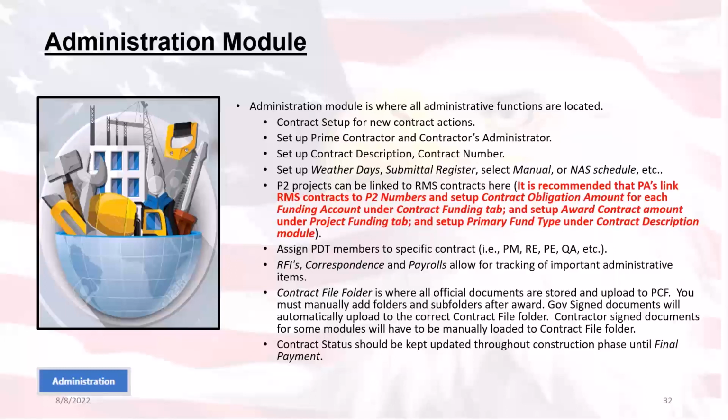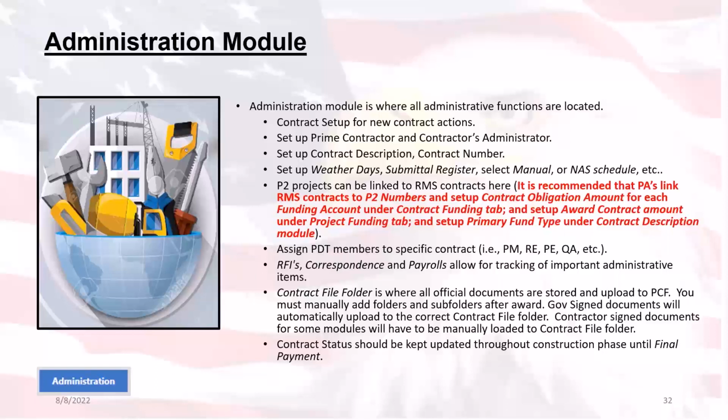It's important to note that we recommend the program administrators, otherwise known as PAs, link RMS contracts to the Program Management Information System version 2, or we're just going to call it P2 for short. They link them to the P2 numbers and set up the contract obligations amount for each funding account under the Contract Funding tab, and then set up the award contract amount under the Project Funding tab. Once that's done, then set up the primary funding type within the contract description module.